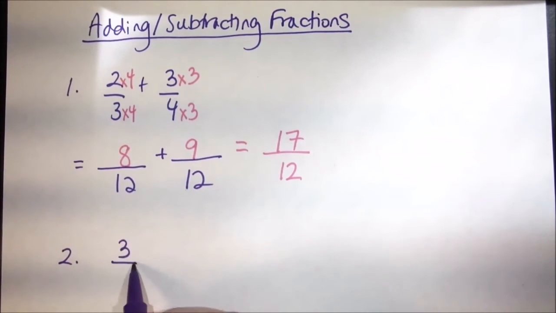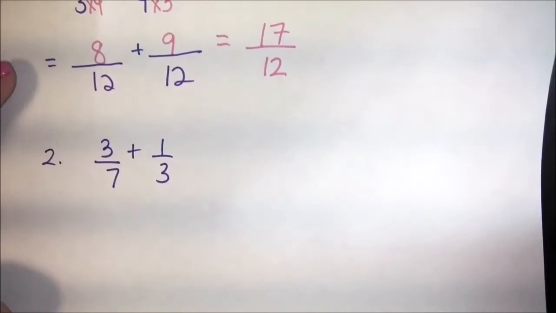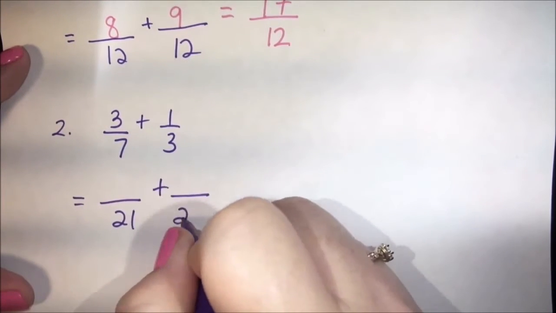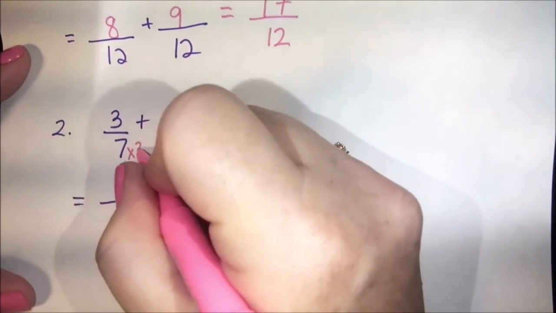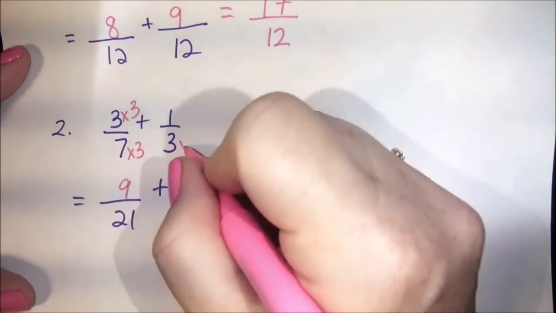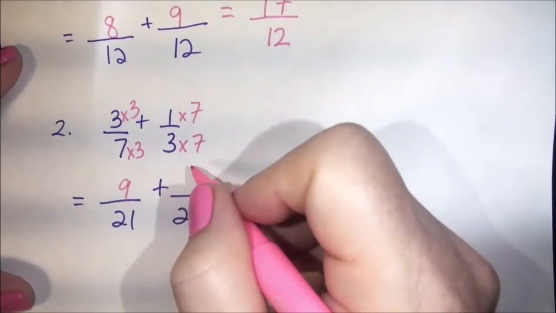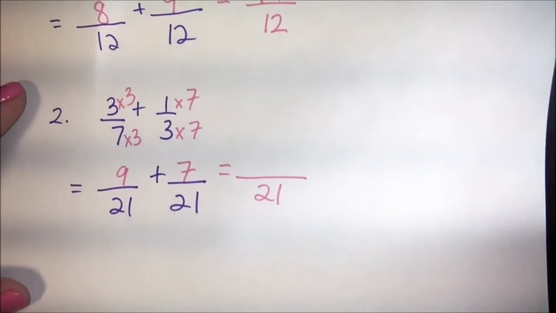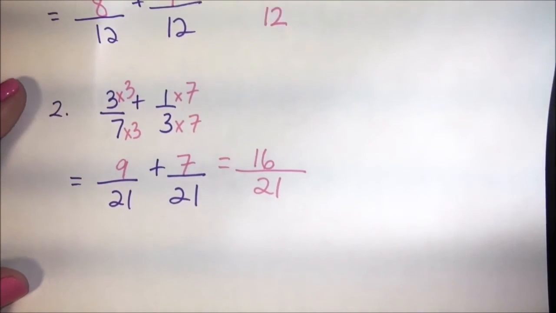Number 2: 3/7 plus 1/3. Here, what would your common denominator be? Well, 7 times 3 is 21. So we take the 7 and ask, 7 times what is 21? 7 times 3 is 21. So 3 times 3 here is 9. And then the bottom: 3 times what takes you to 21? 3 times 7. So 1 times 7 on the top is 7. Then we keep the denominator the same, 21, and add the numerators. 9 plus 7 is 16, and the answer is 16 out of 21.